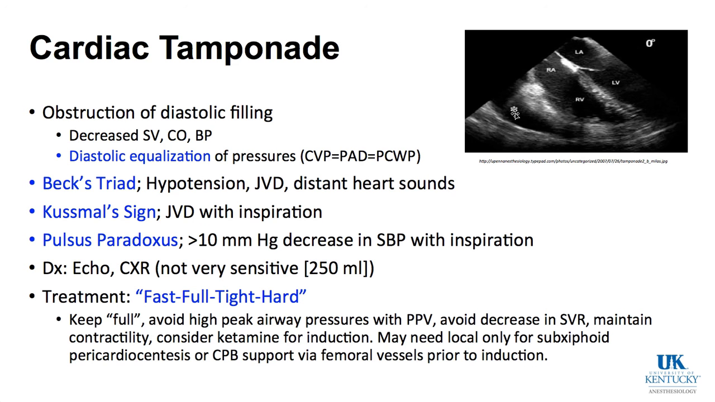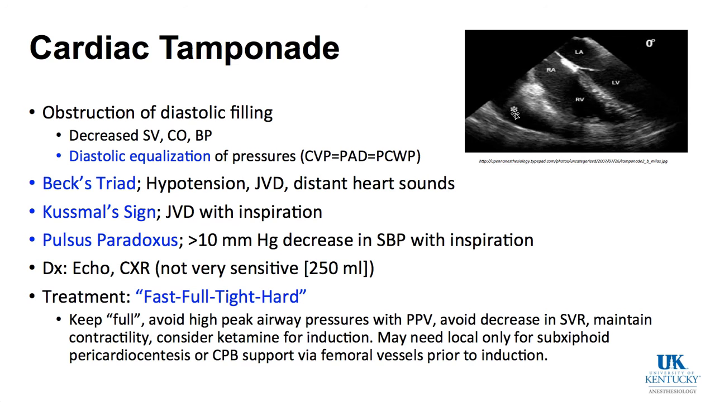Kussmaul's sign is when you take a breath in, and I like to think of the lungs inflating around that bag of fluid and compressing it, and JVD occurs. Pulsus paradoxus, when you take a breath in, you're impeding filling of the heart even more, and there's a drop in blood pressure of greater than 10 millimeters of mercury with inspiration, pulsus paradoxus.